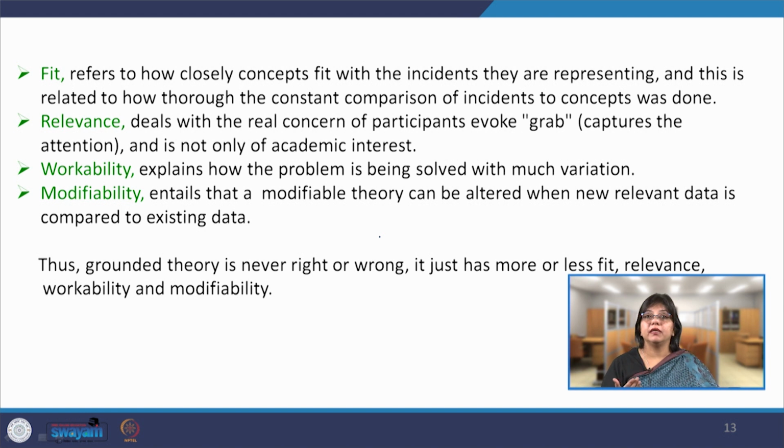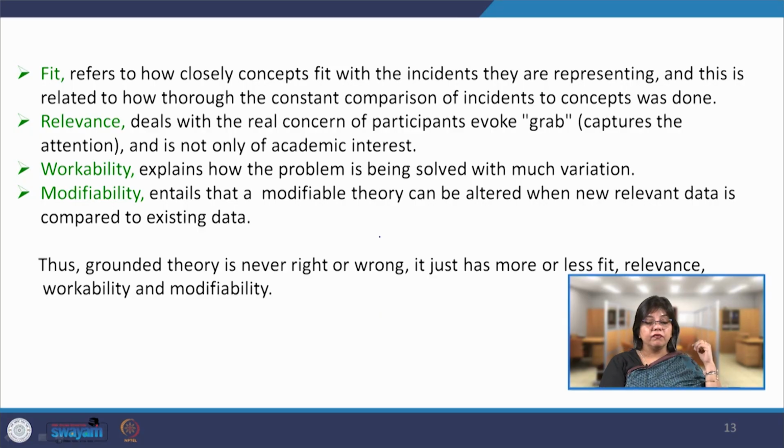The other is workability. It explains how the problem is being resolved with much variation. That means, not only one solution has been given by the participants, but all the participants are coming with a broader perspective to resolve the issue, identifying multiple solutions to the problem, and that is the workability of the theory. If the researcher is able to collect all the workable solutions and responses from the participants, which are well fitted and relevant to the problem, that identifies that the grounded theory for a particular issue is highly workable.